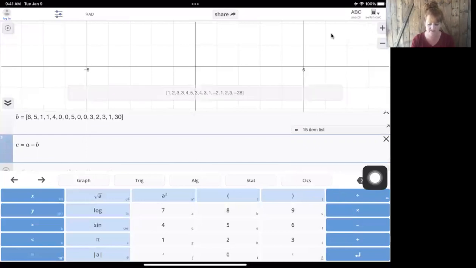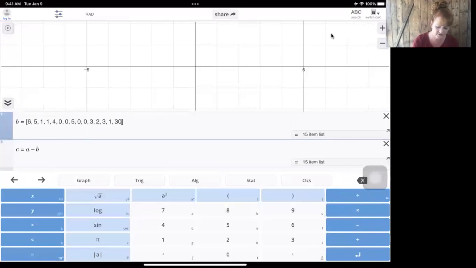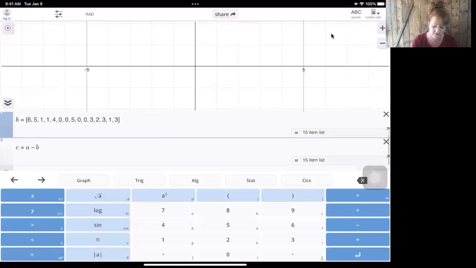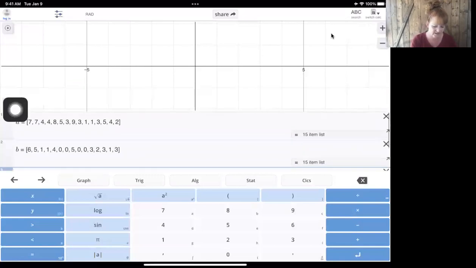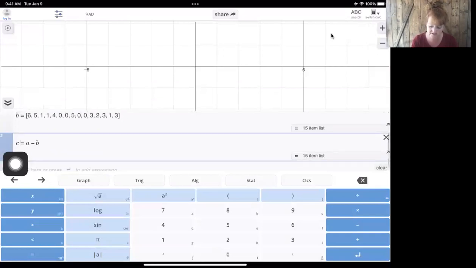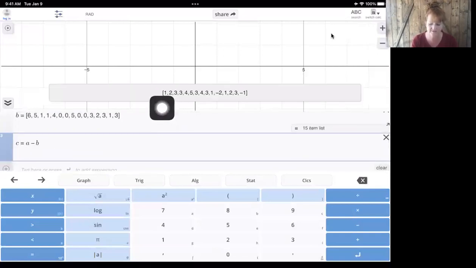Now, if you look at this, look at that. So, oh, whoops. I think that's not supposed to be a 30. It's supposed to be a 3. There we go. Okay. So look at our list. I've now got a 1. What is that 1? Well, it's 7 minus 6. That first entry minus the first entry. And then 7 minus 5 is 2. And that's the second entry on my difference list.